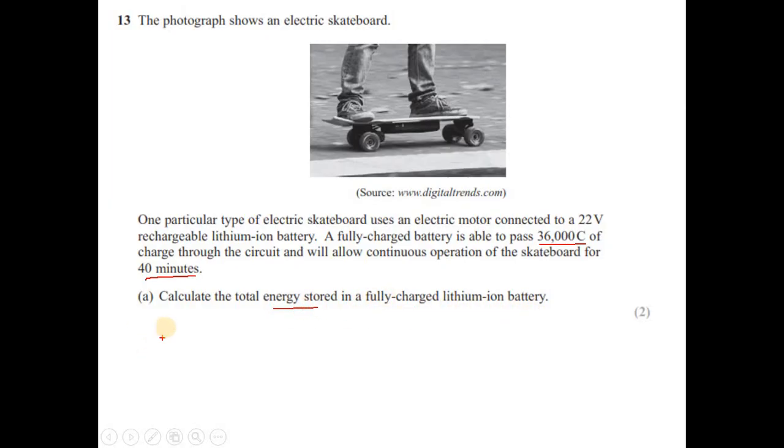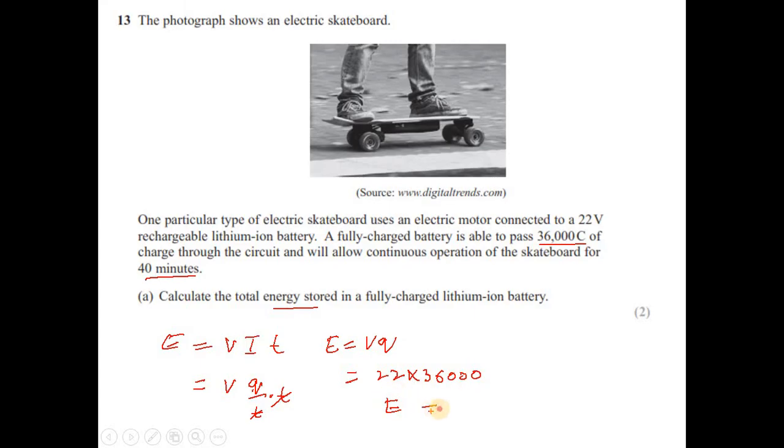So you need to find energy stored. In electricity, energy stored is equal to VIT. This is the formula that we know, but we don't have current, so we can say that I is charge upon time, so V into I into T becomes E is equal to VQ. Just multiply voltage with the amount of charge. So voltage is 22 and charge is 3600. So energy stored in the battery is 7.92 into 10 to the power 4 joule. This is the amount of energy.